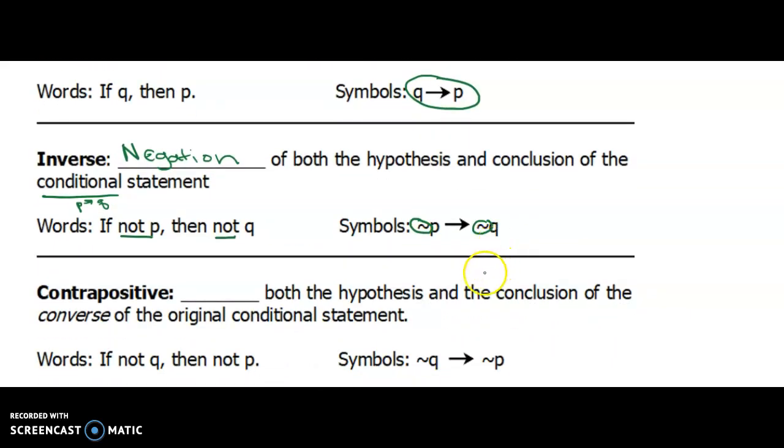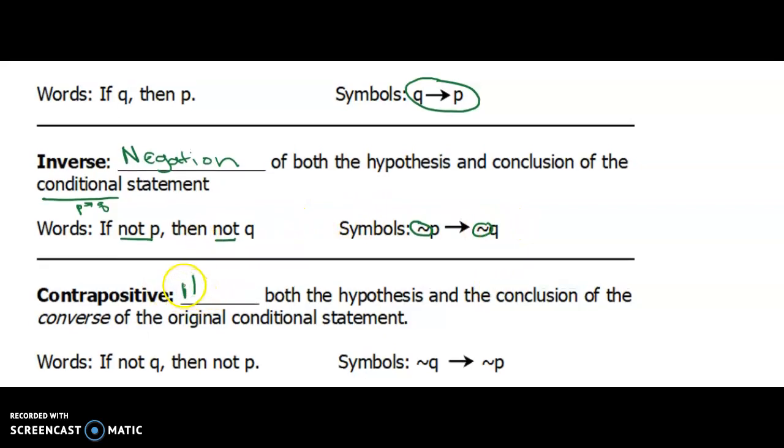And the last one is the contrapositive. Now we're just going to negate both the hypothesis and conclusion of the converse. So remember, the converse was if Q, then P. So now it's if not Q, then not P. So not and not. This will make sense here in a minute when we do examples.